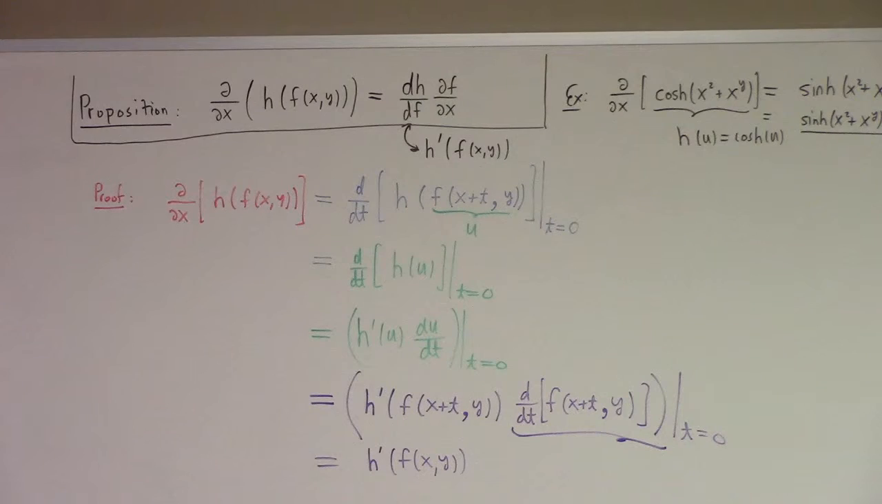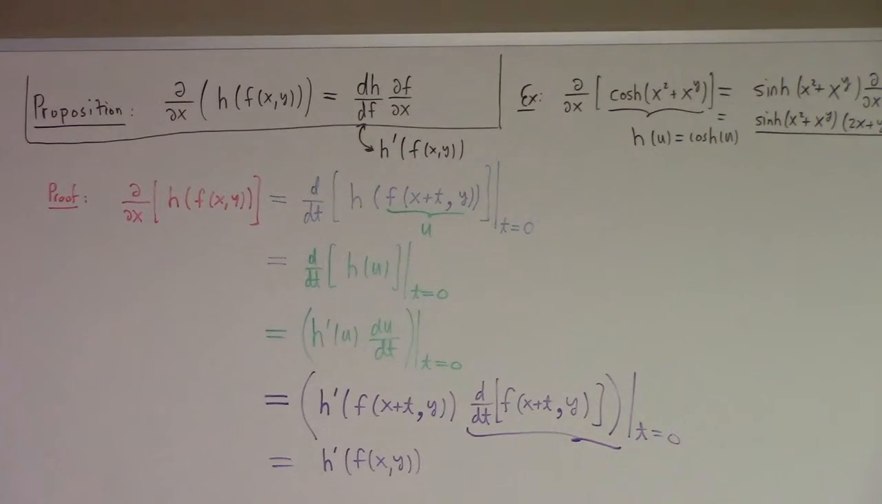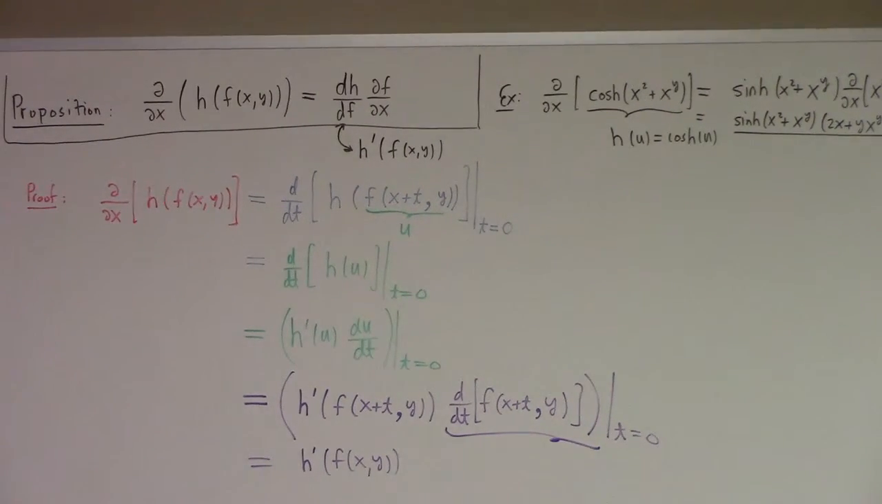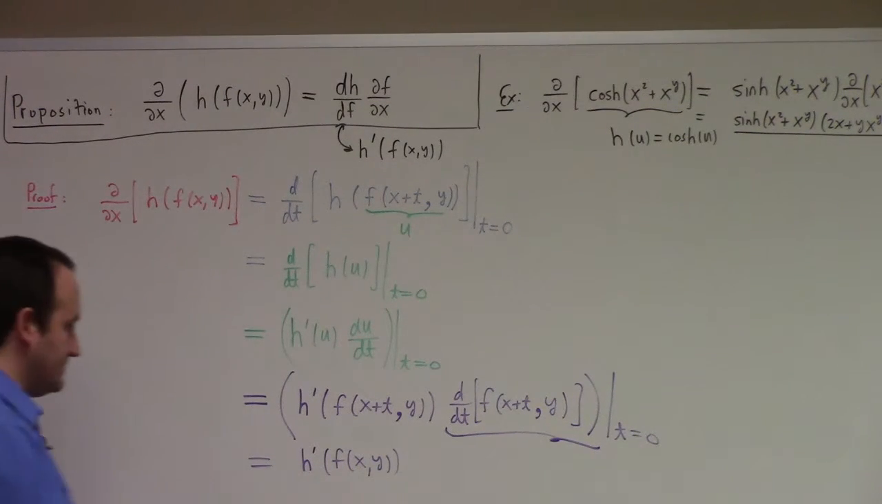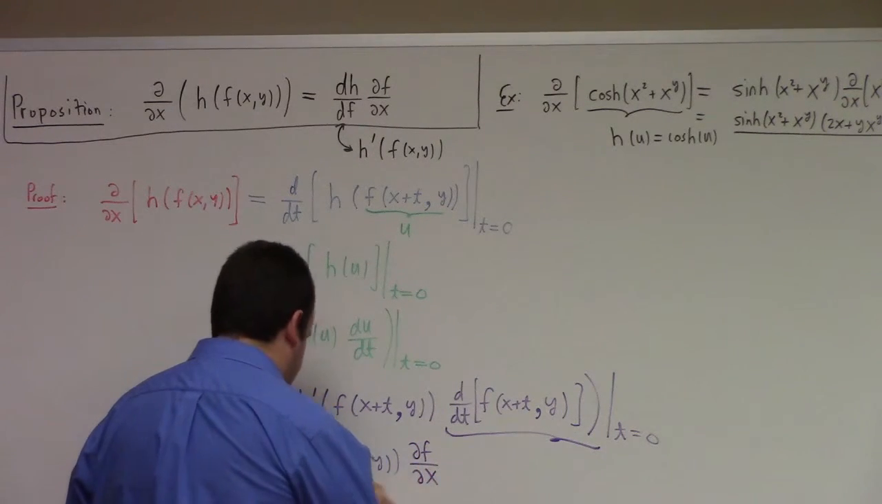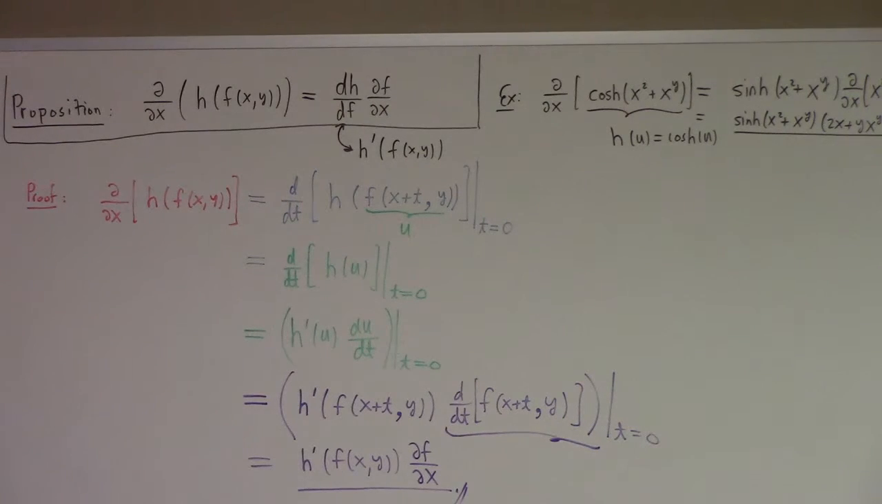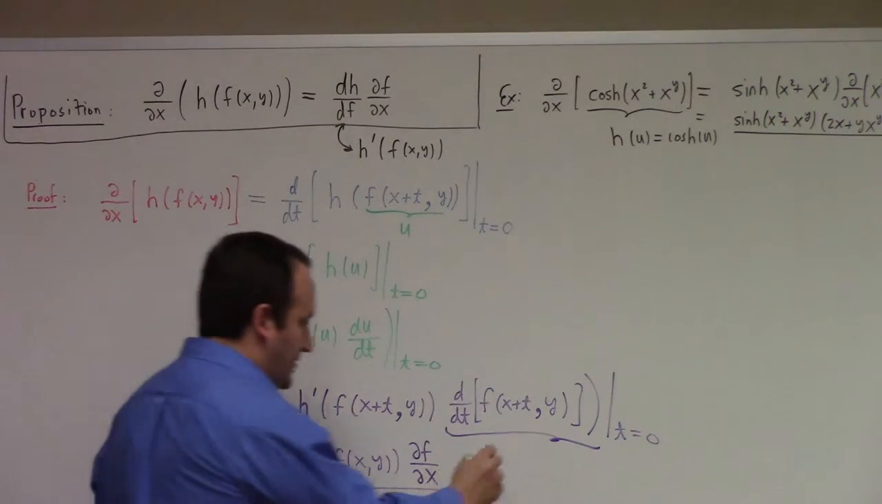What's that? It's u prime, that's true, but what is it? When we evaluate the derivative of f of x plus t comma y with respect to t, by definition of partial derivative, this is what? It's partial f partial x, at the point xy if you want to get picky, but there it is. So there you have it, chain rule.